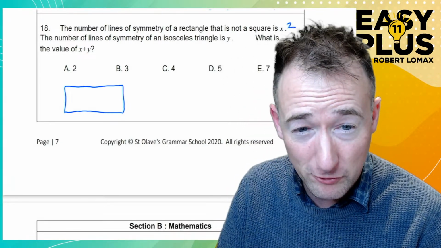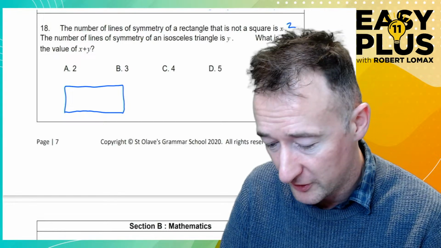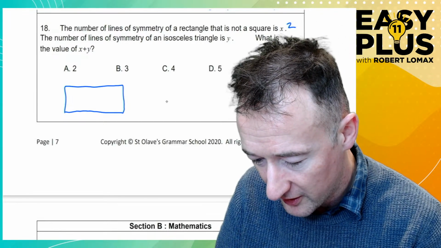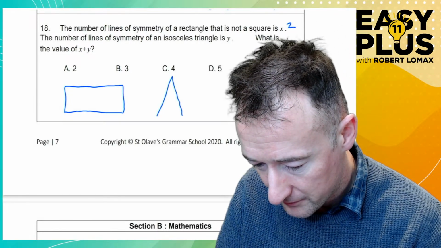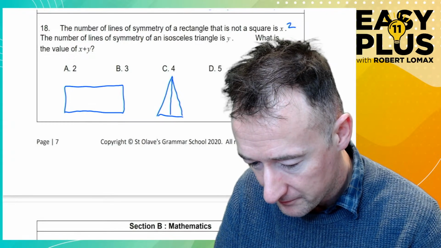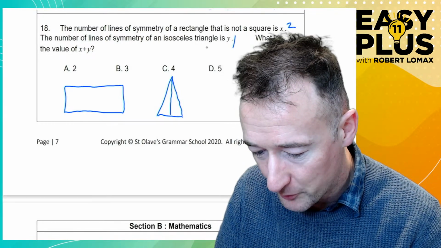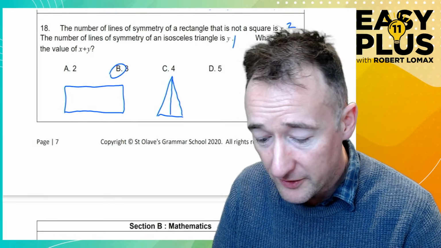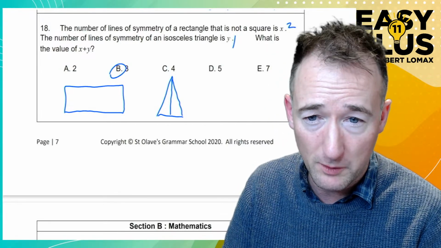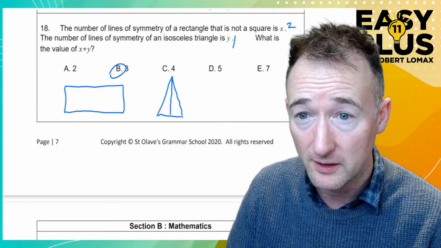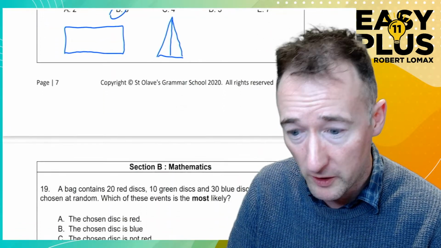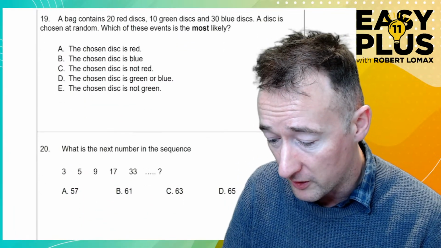In an isosceles triangle, that's a triangle with two sides the same, like this, there's only one line of symmetry, there. Okay, what's the value of x plus y? 2 plus 1 is 3. Now this working is not clear to somebody who hasn't had me explaining it. That does not matter. It's a multiple choice exam. You just need to do whatever working gets you to the answer. You're against the clock. Okay?